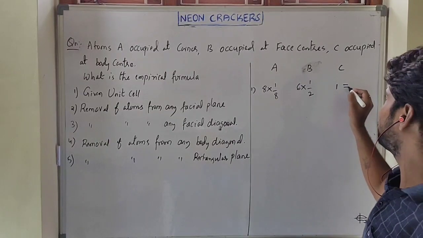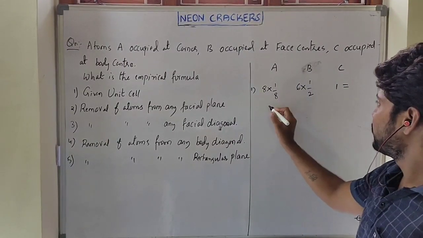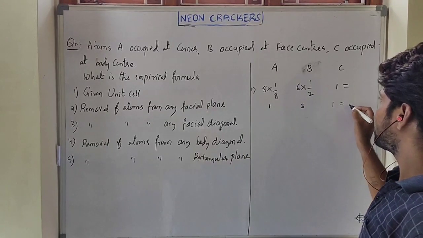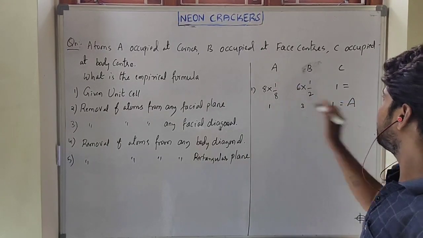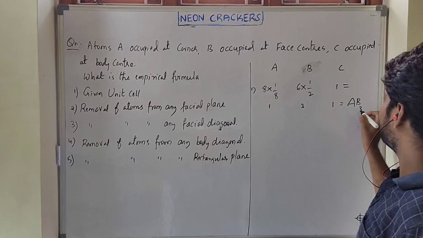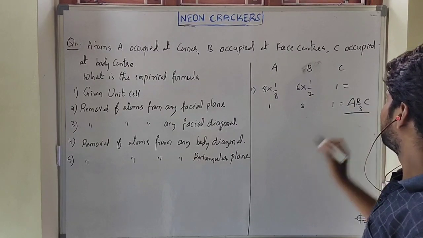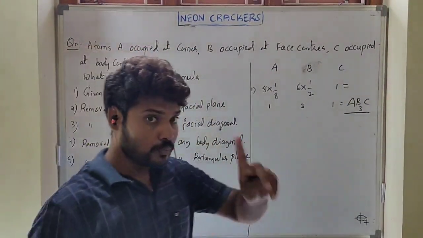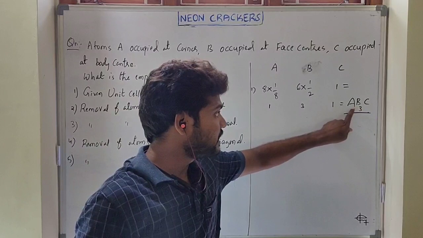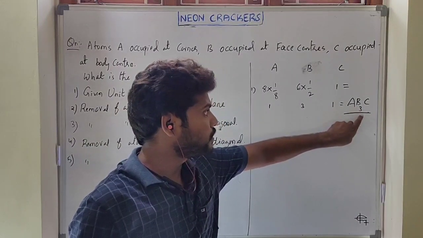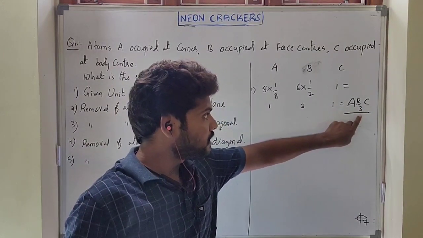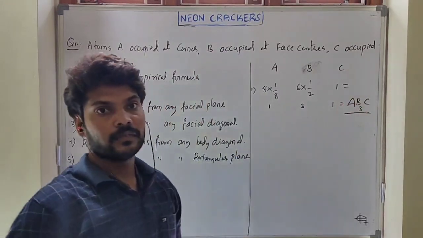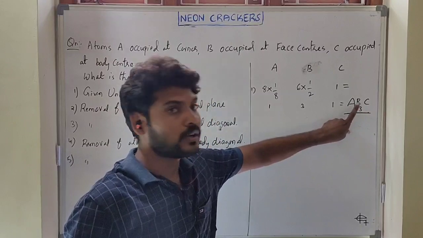So what is the overall empirical formula? We have to simplify. We get 1 atom here, 3 atoms here, 1 atom here. So the empirical formula is A 1 atom, B 3 atoms, C 1 atom. This is the empirical formula of the given unit cell, and you must remember we have to make integer values. If we get a 3/2 value, then we multiply by 2 to remove the decimal, the denominator value 2, so then we get the integer value. We have to keep integer values only.